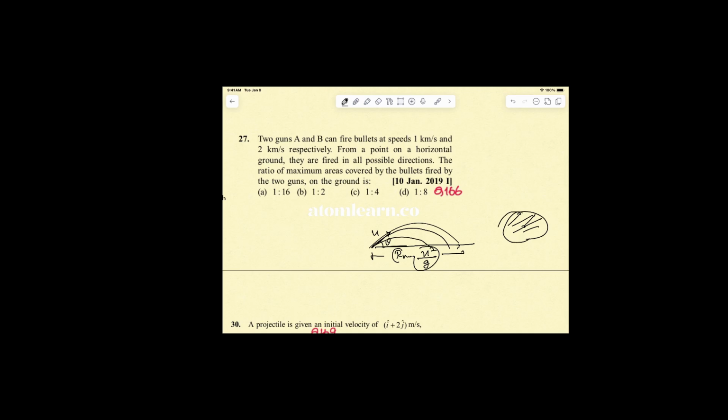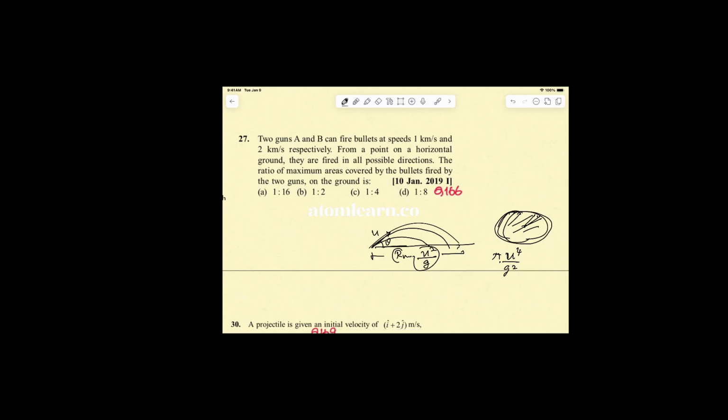In this case, it is a bullet being fired. Doesn't matter whichever object is getting fired. Ultimately, what they are asking is the area on the ground, that is the circle area of radius equal to R max. R max is u squared by g. Then pi into radius squared, radius squared is u power 4 by g squared. Pi into u power 4 by g squared is the area covered on the ground.